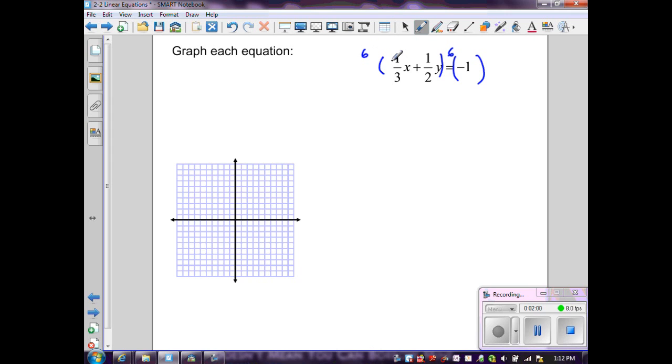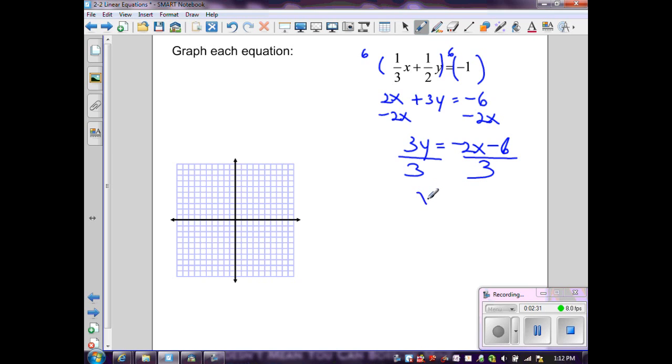That gives me 6 times 1 is 6/3, which is 2x, plus 6 times 1 is 6 divided by 2 is 3y, equals -6. Solving for y, I'm going to subtract 2x on both sides. That gives me 3y equals -2x minus 6. Divide by 3 on both sides.